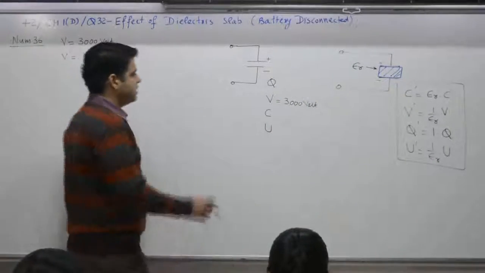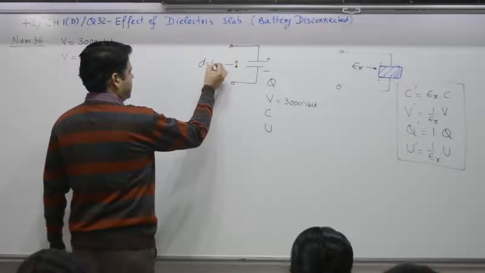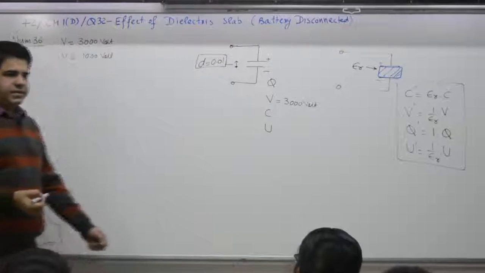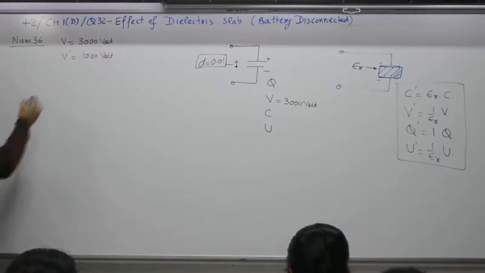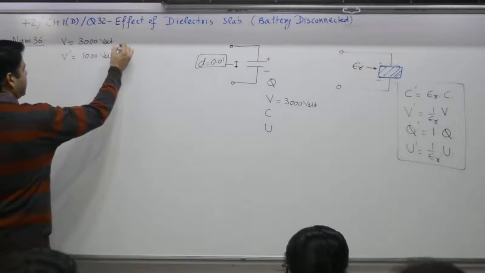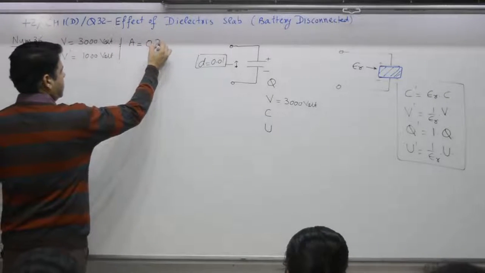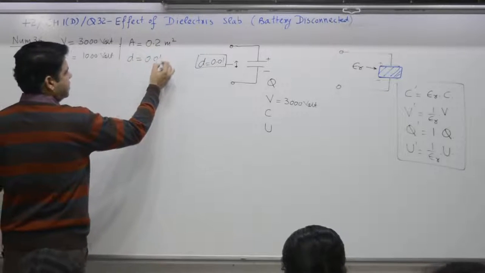What is the distance between the two plates? D is 0.01 meters. Correct? What else is given? Area of the plates is given. How much? 0.2 meter square. Distance between the plates is given, 0.01 meter.